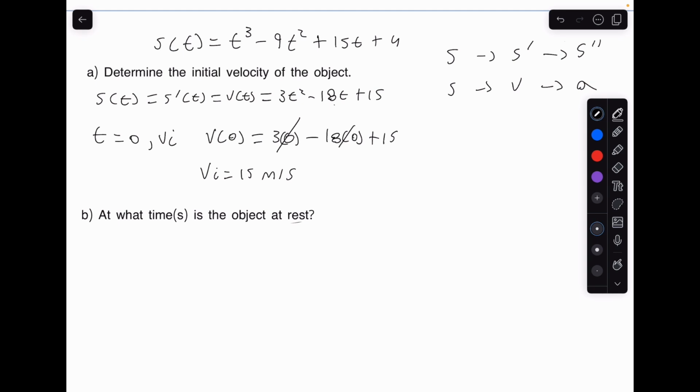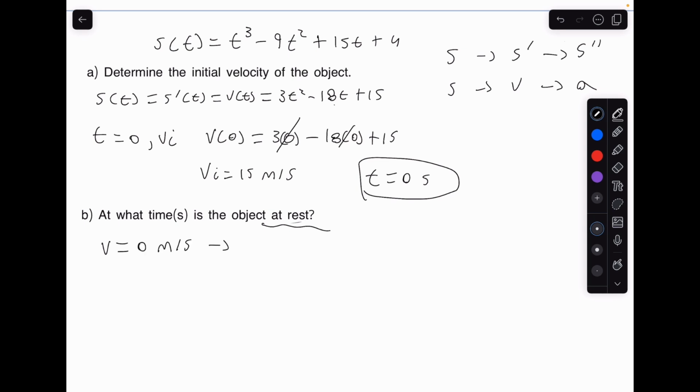Super easy. If you ever see initial velocity, that just means the start of the race, otherwise known as when time is equal to 0 seconds. Okay, B. B says at what time is the object at rest? Or what times? So there could be more than one time the object is not moving. At rest just means not moving. Not moving refers to velocity, right? What is your speed when you're not moving? Your speed when you're not moving is 0 meters per second.